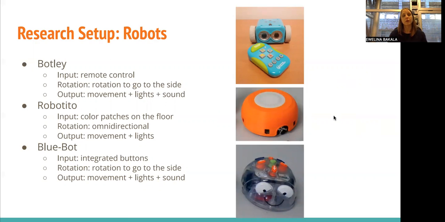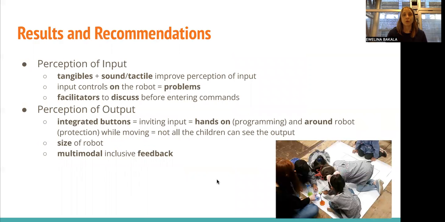We have also Bluebot. It has integrated buttons, also arrows that you press if you want the robot to go in certain directions. You introduce the sequence of arrows and then press the green button to start to execute the program. If you want the Bluebot to go to the side, you have to rotate the robot and then go forward. And as the output, it has movement, lights, and sound. So we worked in group settings with each robot separately. So each group worked with 1 robot.